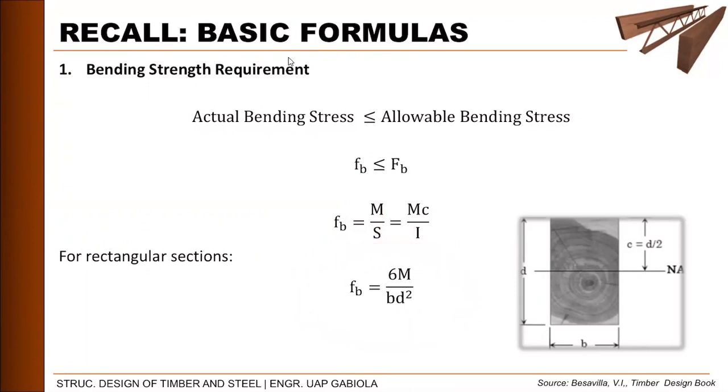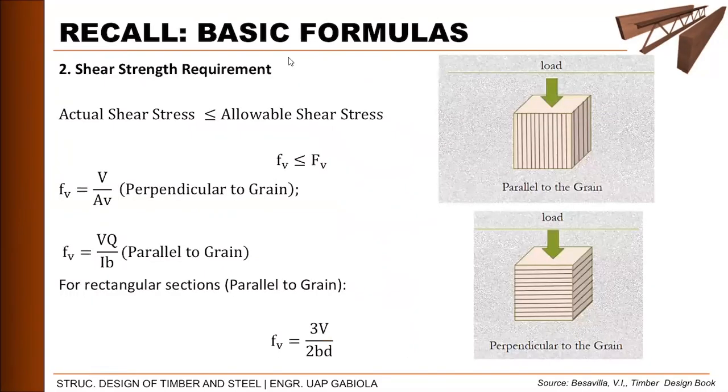And we should always satisfy that our actual bending stress should be less than or equal to the allowable bending stress that we have on the table that we discussed. Then for shear requirements, we are trying to satisfy the shear requirement for parallel to grain. For rectangular section, we are expected to follow this formula. We have 3V over 2BD, wherein we also need to satisfy that the actual shear calculated here will be less than or equal to the allowable shear reflected on the table.